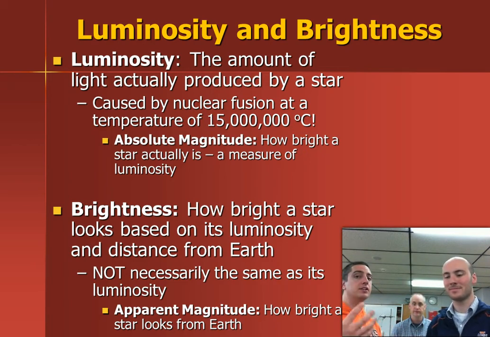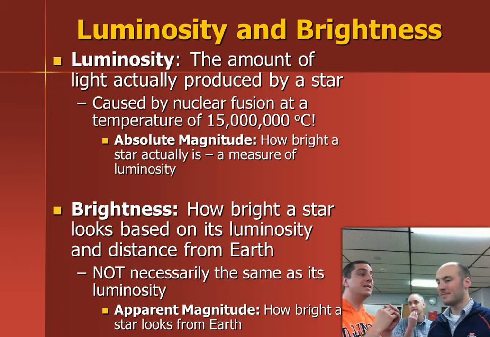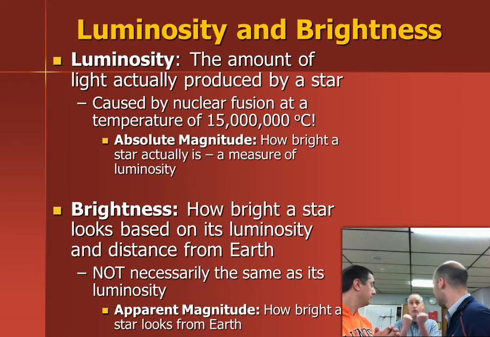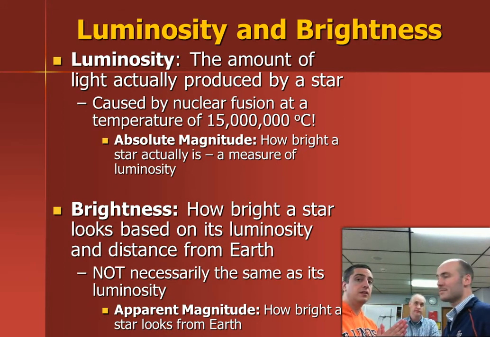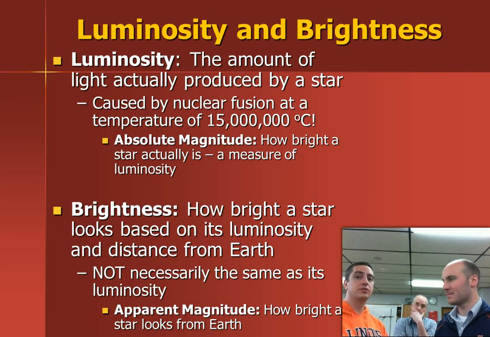Okay. And it's caused by the nuclear fusion that's happening at the center of the star, which is at 15 million degrees Celsius. So not the surface, what we just talked about. This is the heart where the reaction's really happening. Indeed. So what you get is what's called the absolute magnitude for the star, which is literally how bright the star actually is.